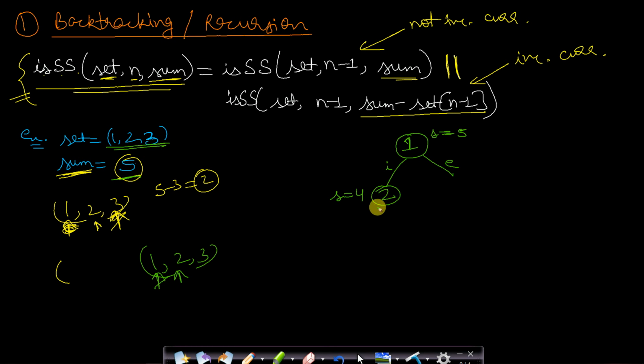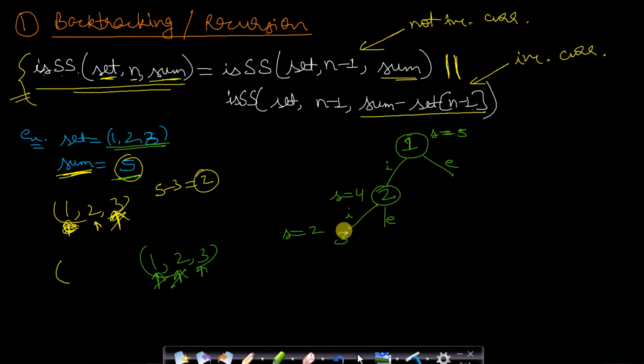Now node 2 will also have 2 choices. Either I can include this node 2 or I can exclude this node 2. Let us say that I have included this node 2. Then what will happen to sum? Sum will again decrease by the value 2, and it will be equal to 4 minus 2, which will be 2. Okay, after including this 2, we will move to right, and it has 3.